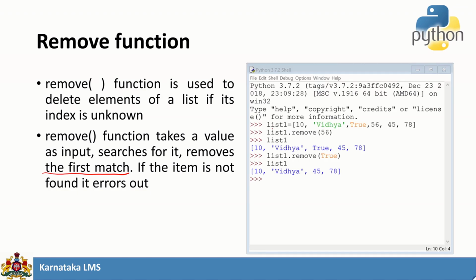Consider this example. Same list 1 is equal to 10, Vidya, true, 56, 45 and 78. When I call list 1 dot remove of 56, it will directly remove this 56 and the output will be 10, Vidya, true, 45 and 78. When I say list 1 dot remove of true, it will even remove the next element true and it will return 10, Vidya, 45 and 78. It will remove the first match. If you have more than one element with the same value, then it will remove the first match.